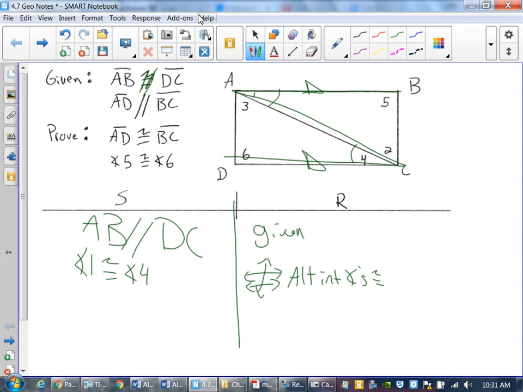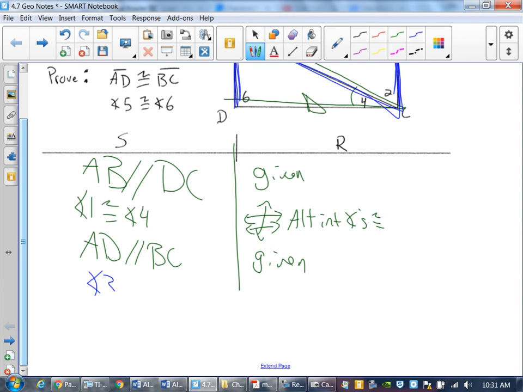Do the next one. You've got AD is parallel to BC. So these two guys are parallel. So you follow your transversal. You've got 3 and 2. Same reason. Parallel lines cut by a transversal. Alternate interior.